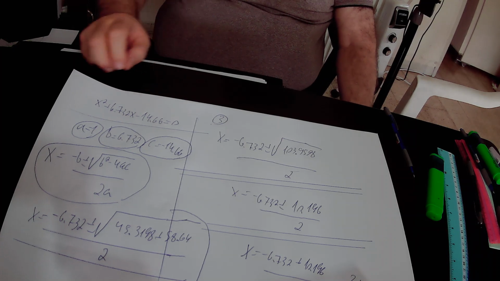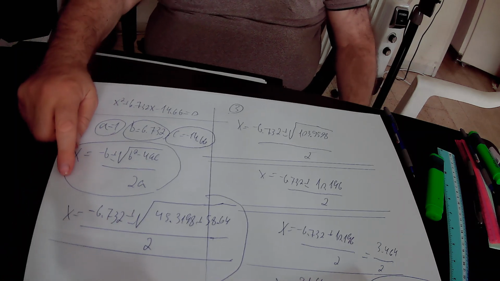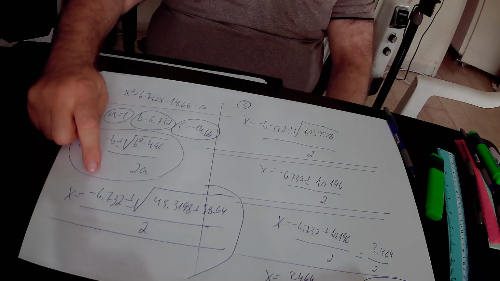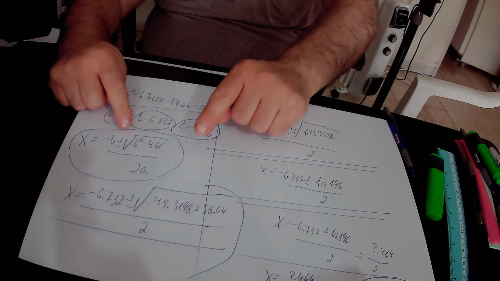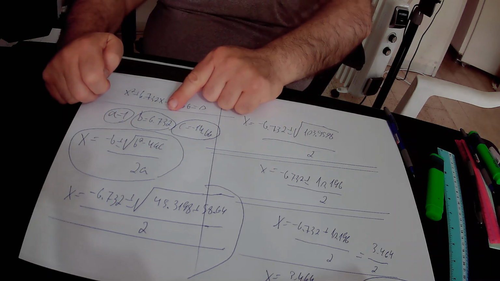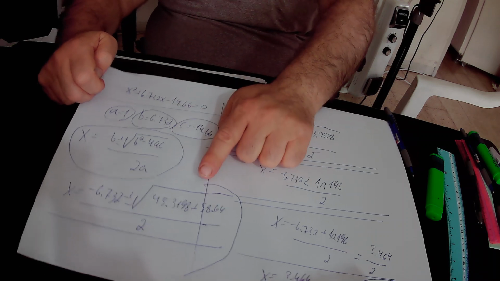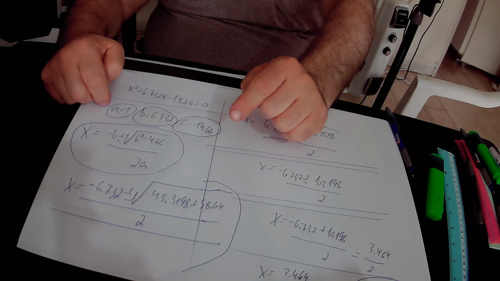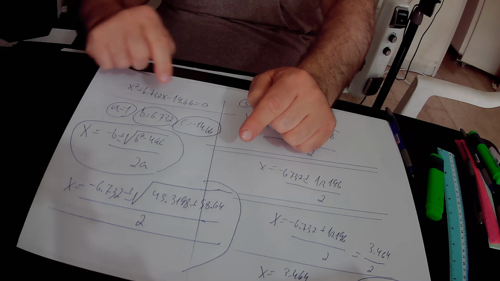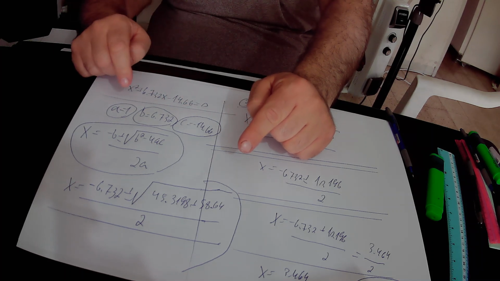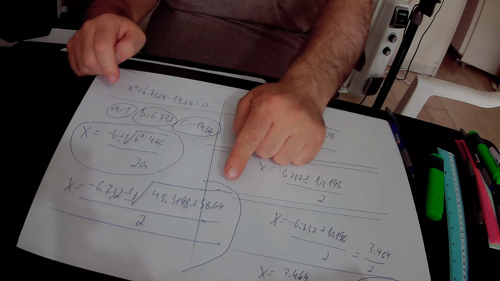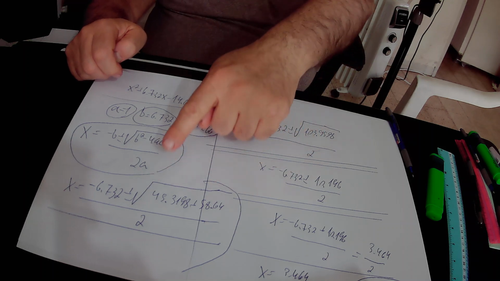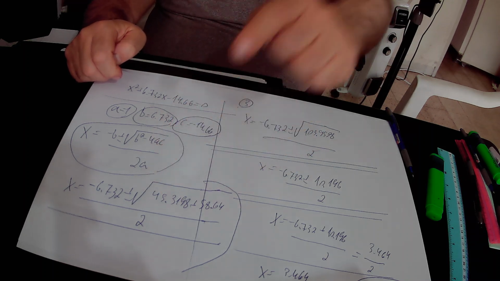So we did it, and we found that x equals minus b. b is 6.732, therefore minus b is minus 6.732, plus or minus the square root of b squared. b squared is 6.732 squared, that is 45.3198, minus 4 times a. a is 1, so minus 4 times 1 times c, that is minus 4 times minus 14.66, which equals 58.64, so plus 58.64, all divided by 2a. a is 1, so 2a is 2 times 1, that is 2.